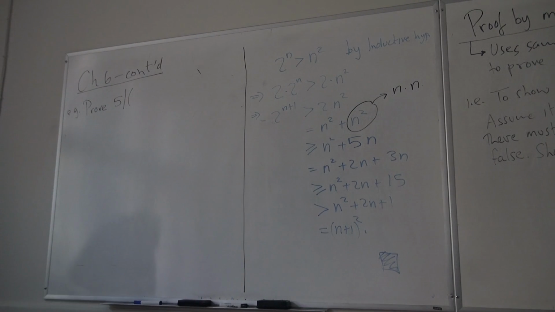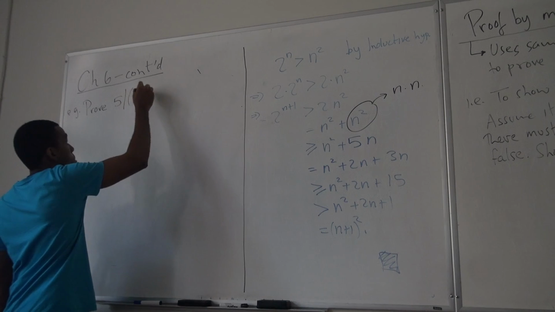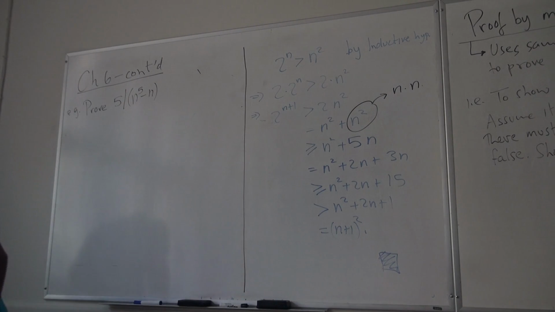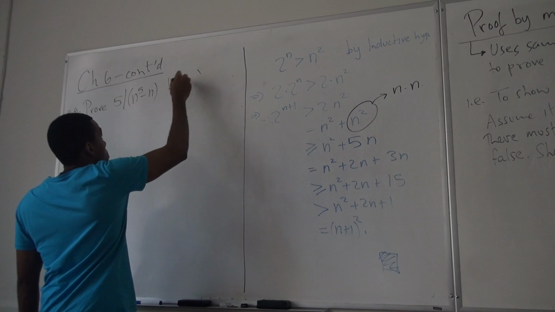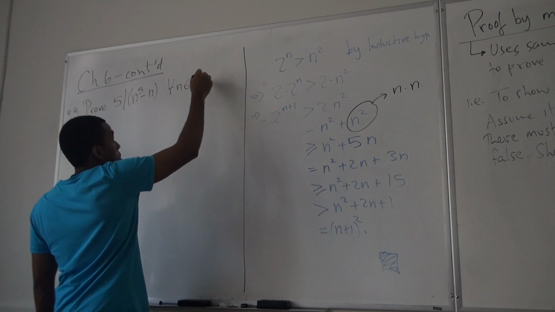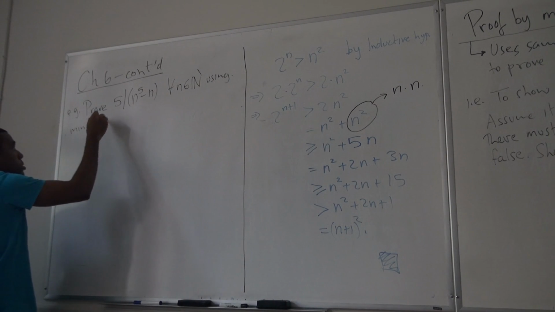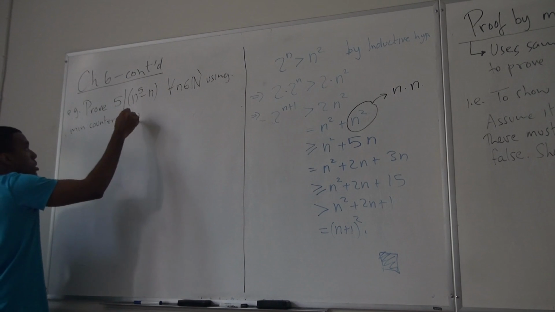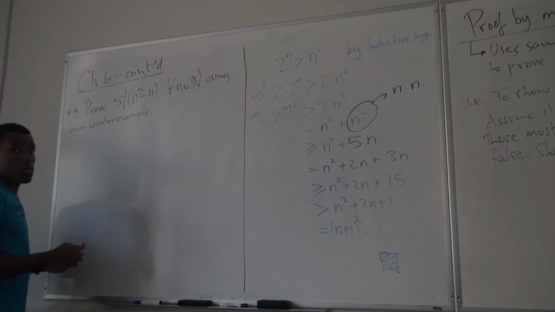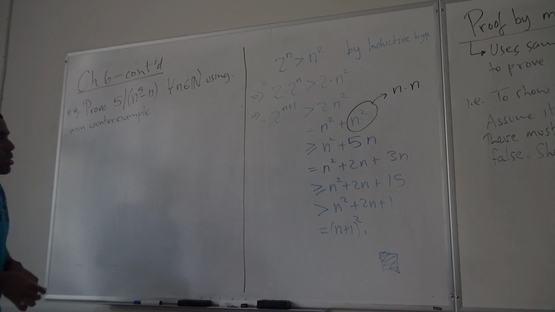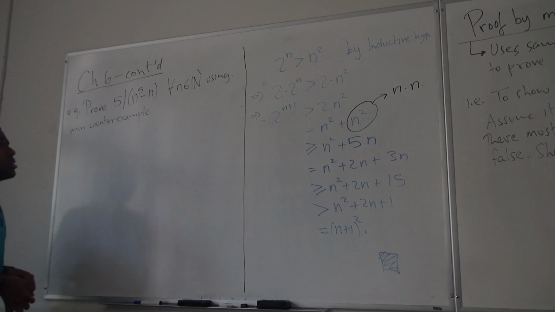Show that 5 divides n to the 5th minus n for all natural numbers n using minimum counterexample. Is this going to be pretty similar? I mean, essentially what we used to show there's no largest prime number: assume there was a largest prime number and show a contradiction. It's not quite the same. It's not really the same thing now.